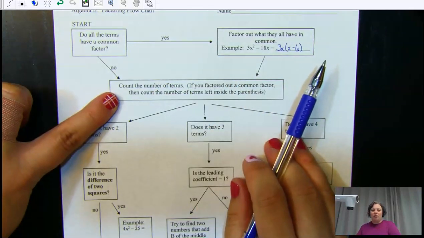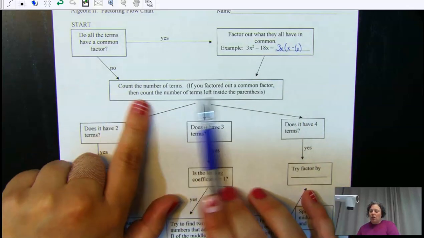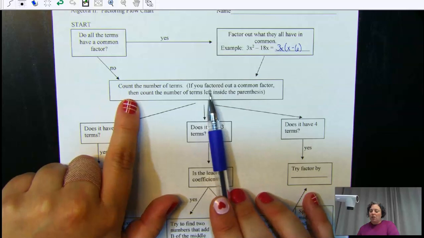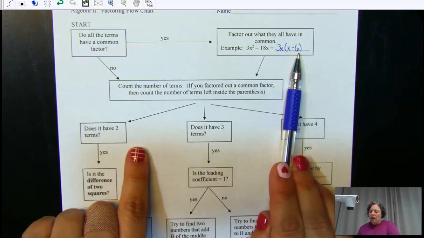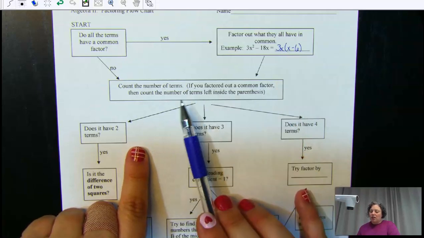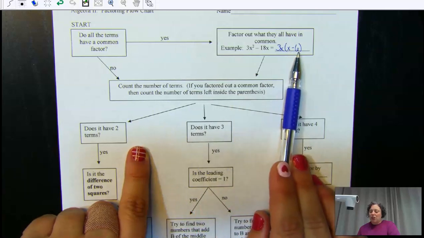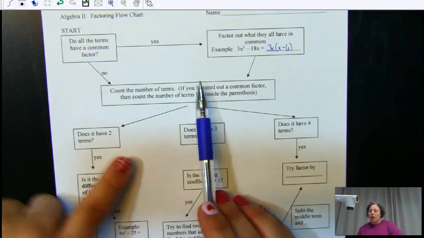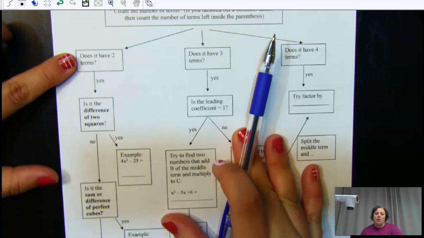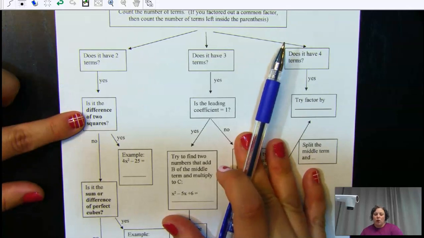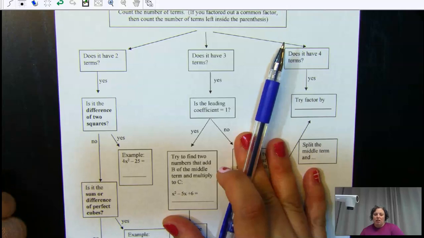If they don't have a common factor, or once you've factored out the common factor, go here and start counting the number of terms. So for example, this has 2 terms left, because it says count the number of terms left inside the parentheses, so in this case it would be 2. But otherwise you're counting terms, and if it has 2 terms, there's a couple different options. It's either the difference of 2 squares, the sum or difference of perfect cubes, or maybe nothing at all, cannot be factored.